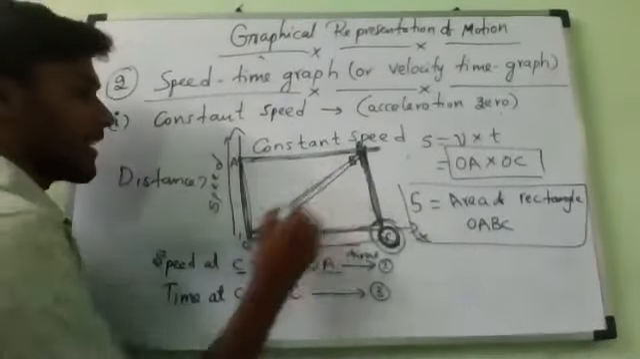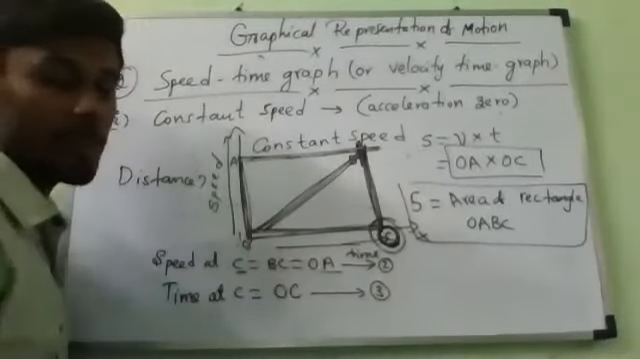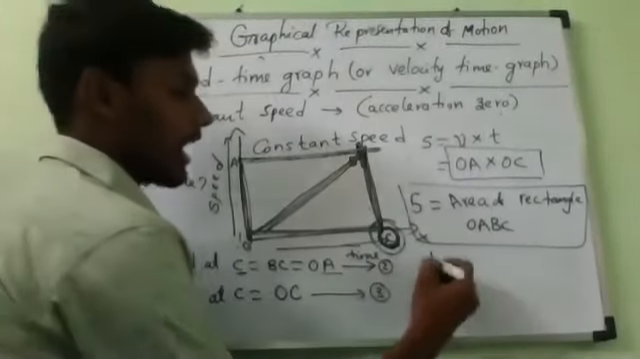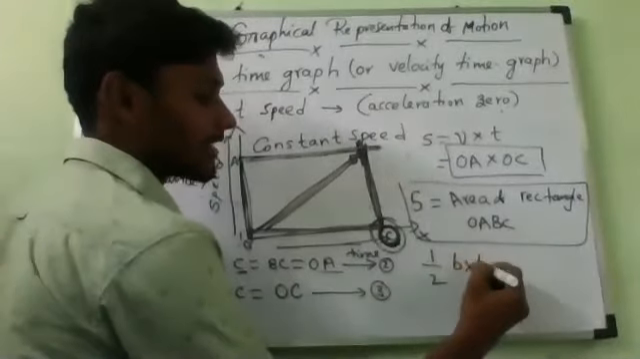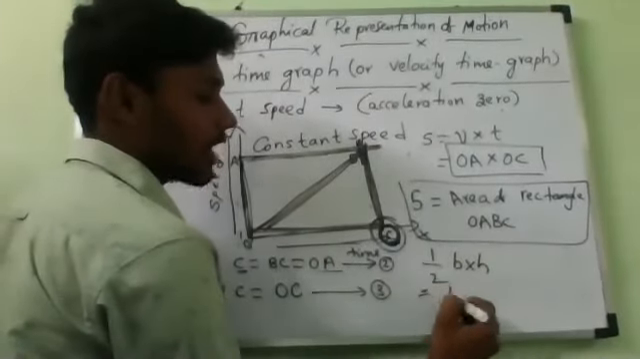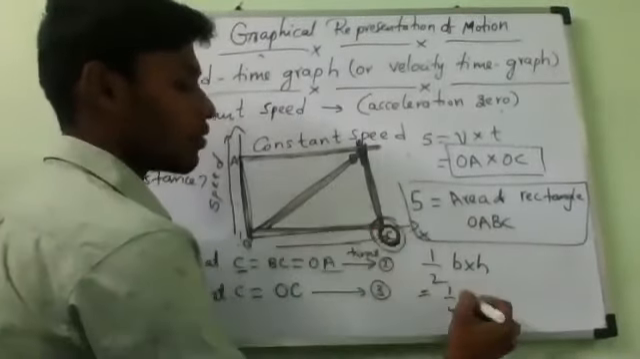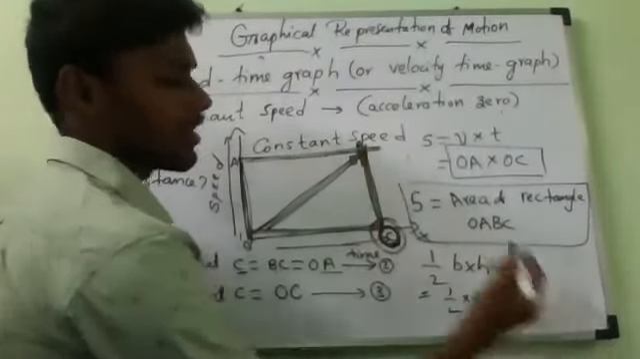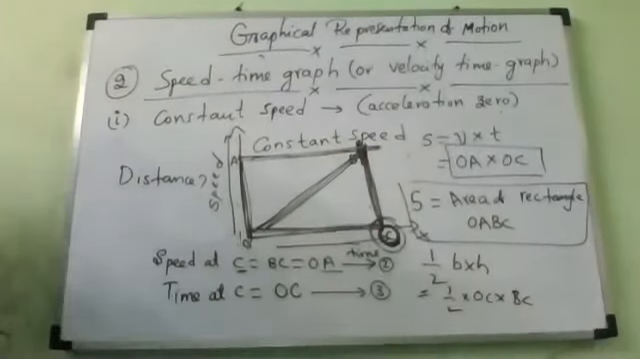Suppose if it is a triangle like this, calculate the distance traveled by a body. What you will do? Half into base into height. So which is equal to half into base, which is equal to what? Half into OC into height, which is equal to what? BC. That's all. Nothing is there. Like this you can calculate. Understand?